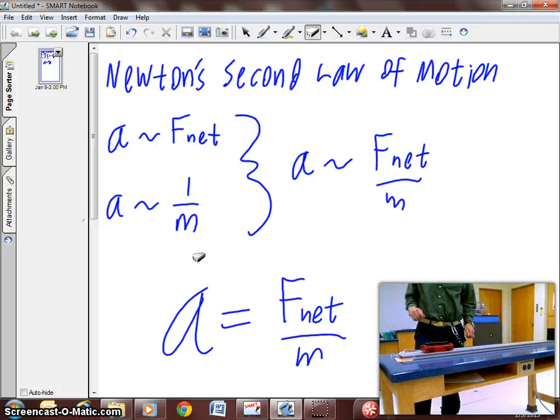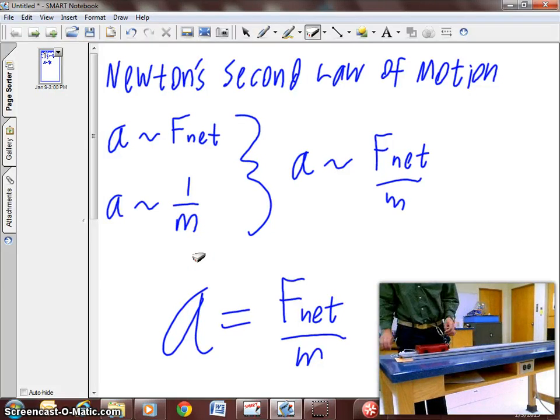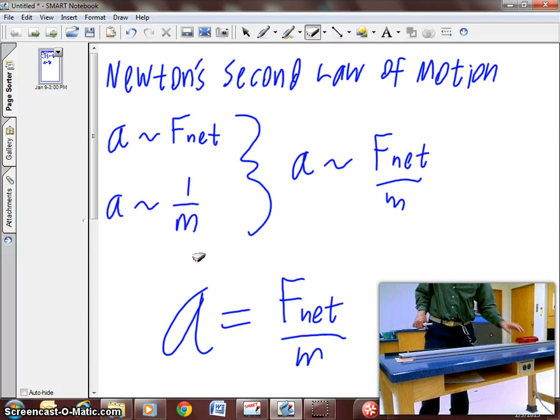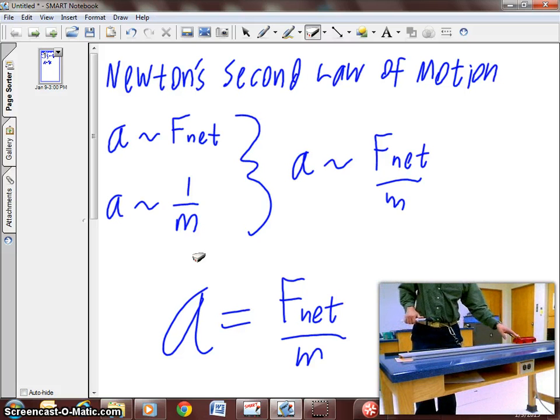Good afternoon, everybody. Today's lecture is going to demonstrate Newton's second law of motion. So for the first part, we are going to keep the cart's mass constant, and first a force of 10 newtons will be applied to the cart, and you have the acceleration putting it up to some speed.